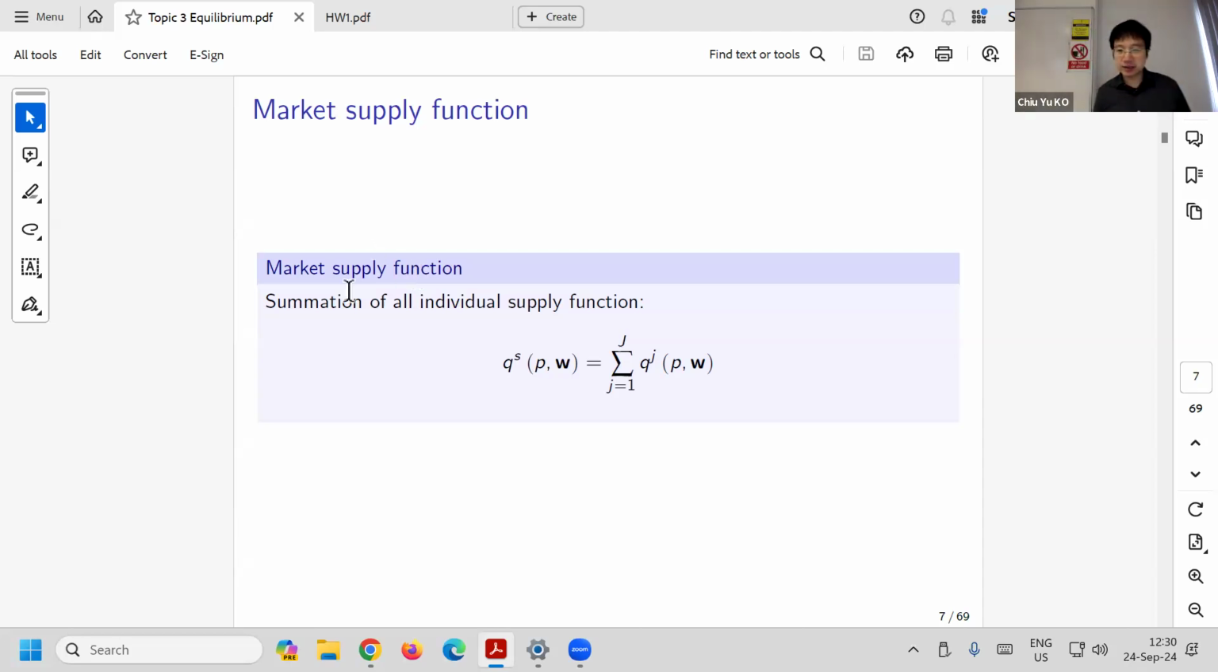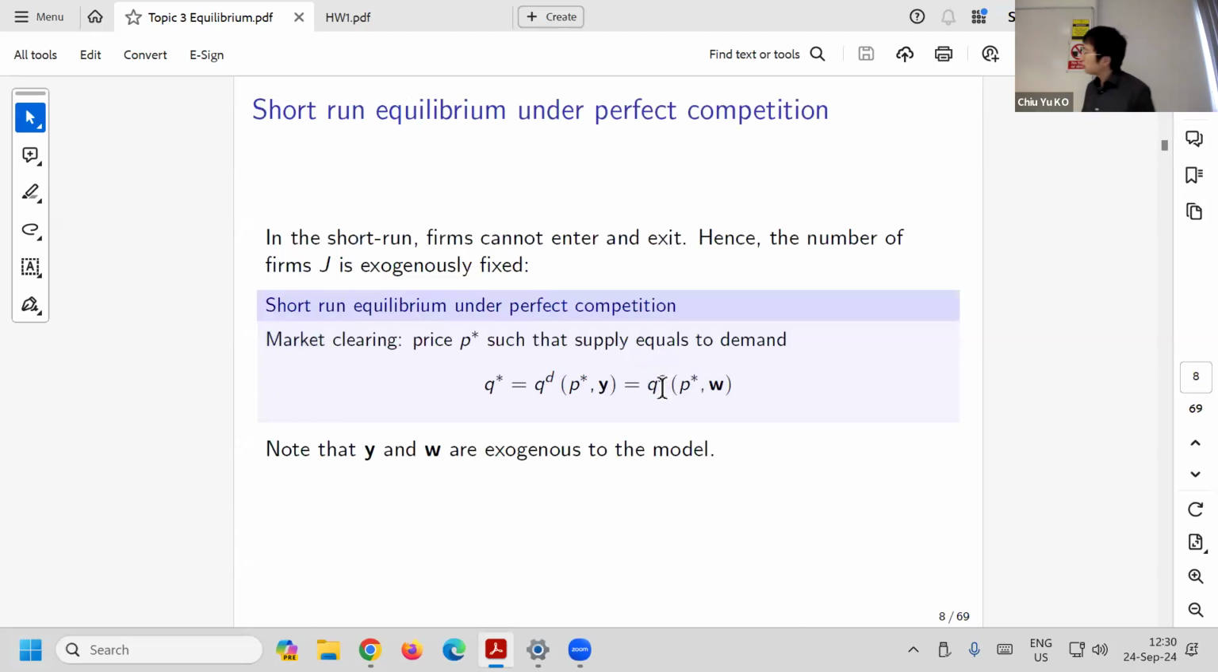But we make our life easy by assuming every firm makes the same product, so we can add up. So that is the equilibrium. We have aggregate demand and market supply, and the equilibrium is where they are equal.